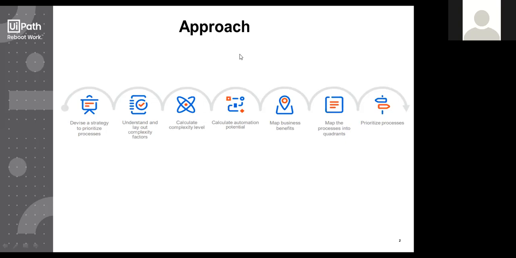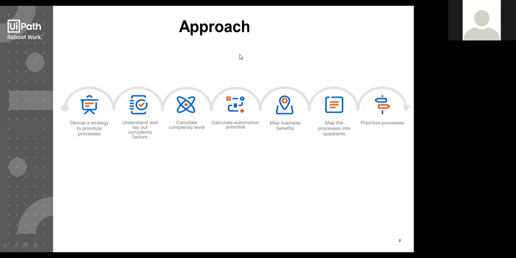And the steps are that, first, we devise a strategy to prioritize the processes. To be able to do that, one must understand the factors that dictate the complexity level. And when we talk about complexity level, how do we decide that? We'll look into that later in the session. As for now, we'll see what approach could be taken.